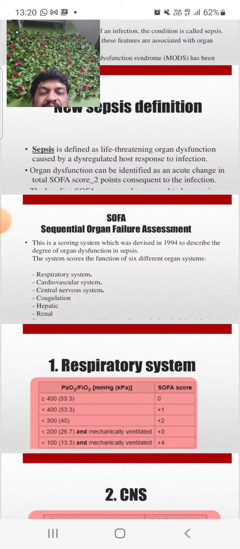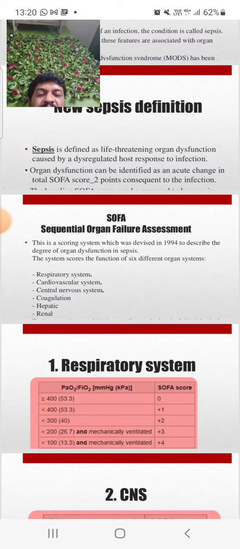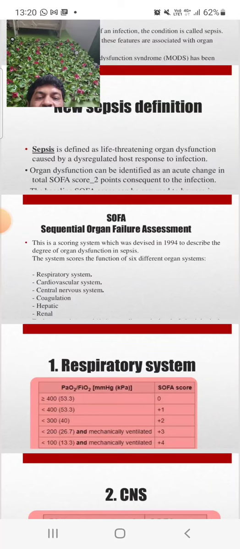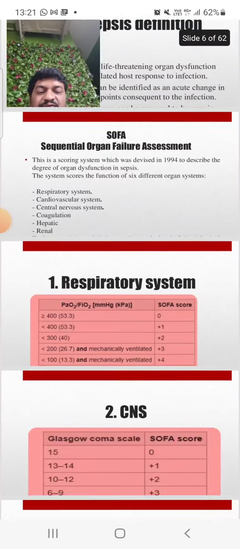Now, about the respiratory system, the PaO2/FiO2 ratio in mmHg gives the SOFA score. This we are going to read. If it is more than 400, then the SOFA score is 0. Less than 400 is plus 1. Less than 300 is plus 2. Less than 200 is plus 3. Less than 100 is plus 4.